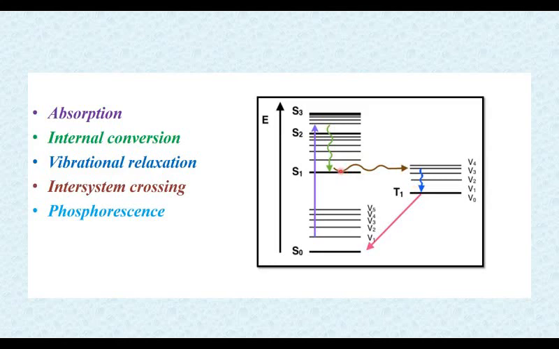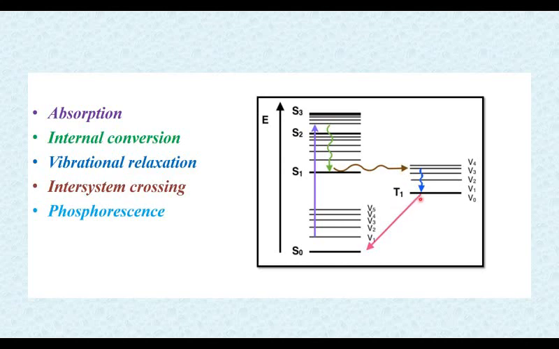Third one is inter-system crossing. When an electron shows transition from one spin state to another spin state of the same energy, it is called inter-system crossing.